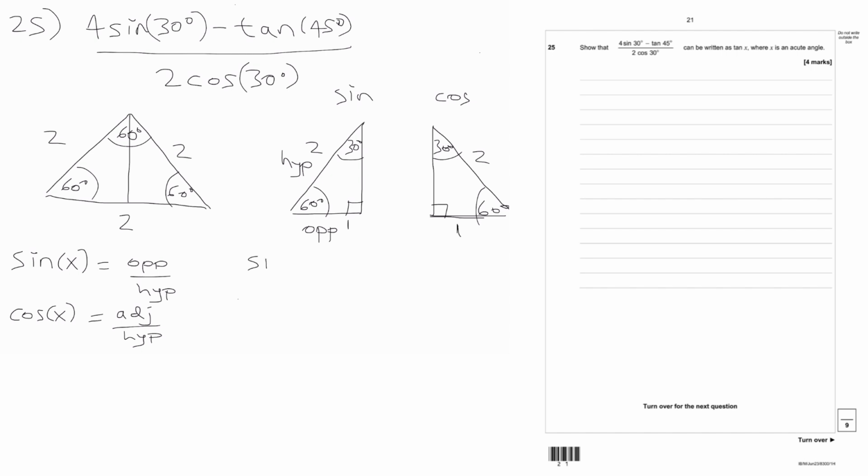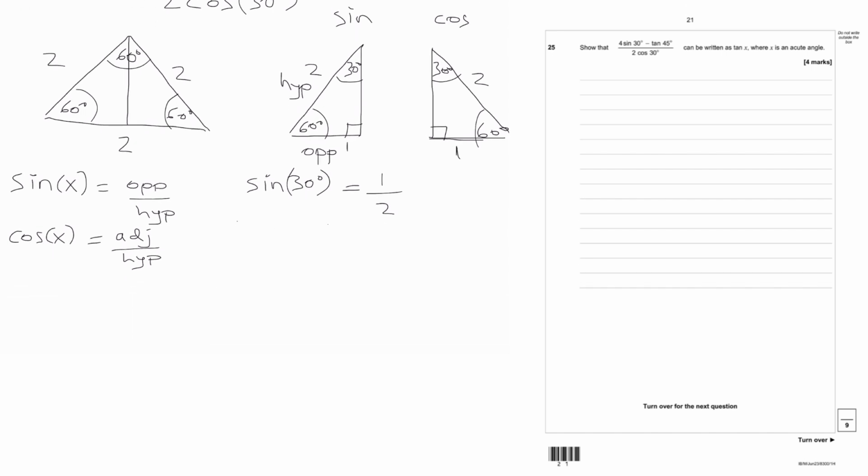So sine of 30 degrees is going to be equal to opposite over hypotenuse. Well, the opposite is 1 unit and the hypotenuse is 2. So sine of 30 degrees is a half. Let's just scroll up slightly.